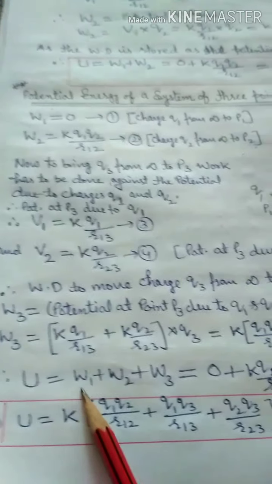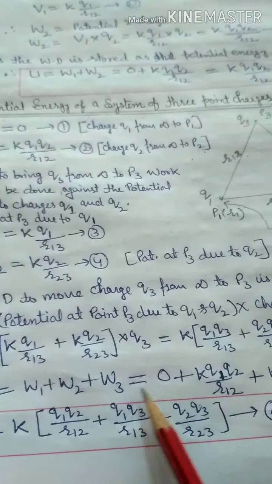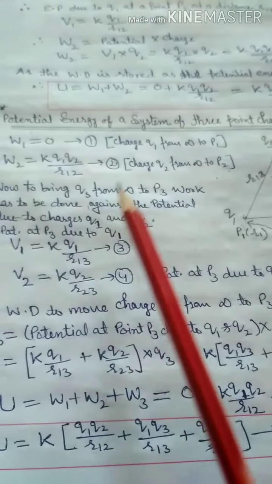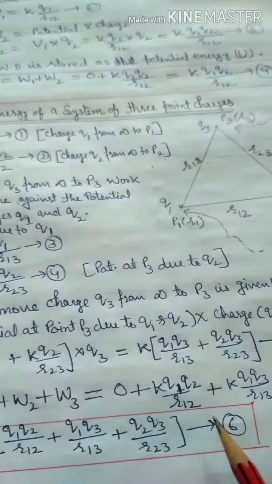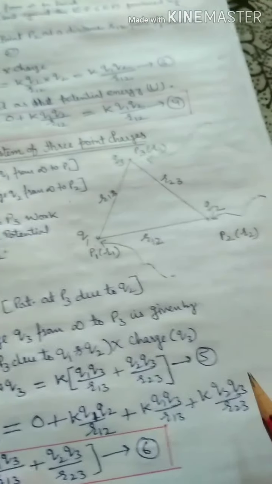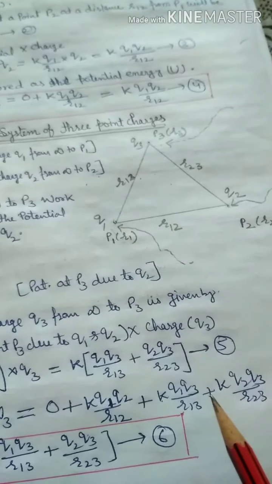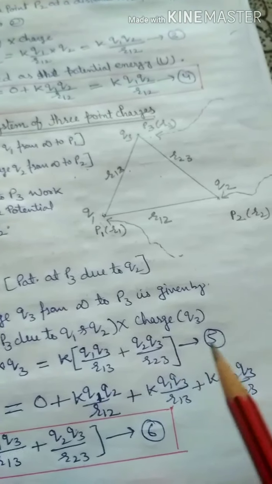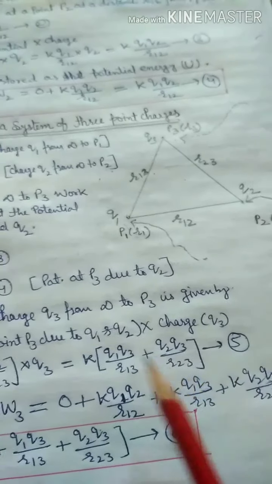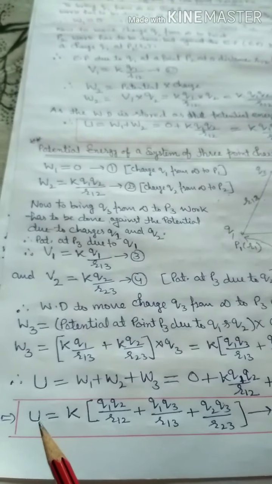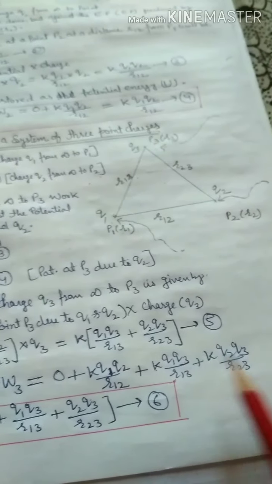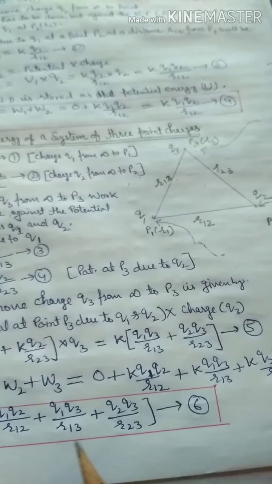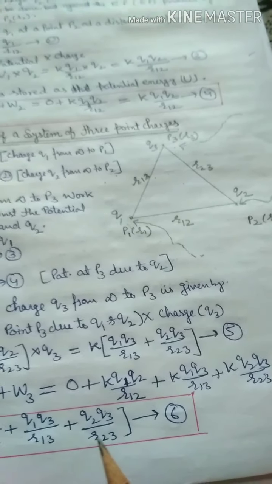Now therefore U equals W1 plus W2 plus W3. What is W1? Equation number 1, 0. What is W2? Equation number 2, K Q1 Q2 upon R12. What is W3? Equation number 5, K Q1 Q3 upon R13 plus K Q2 Q3 upon R23. Now when we add, we get the result U equals K common from all these, Q1 Q2 upon R12 plus Q1 Q3 upon R13 plus Q2 Q3 upon R23.